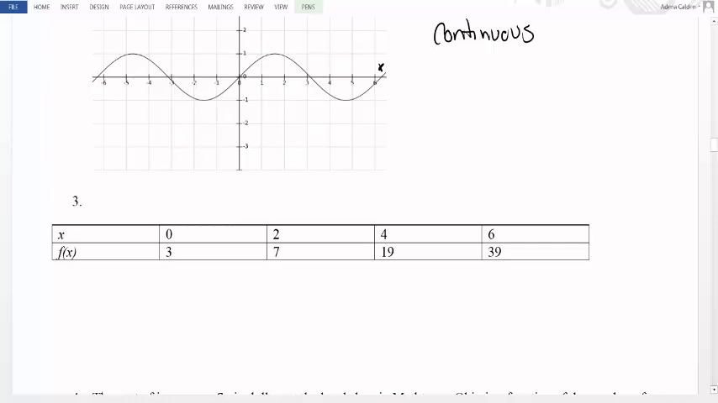We don't know what's happening at 0.5. We don't know what's happening between 0 and 2, 2 and 4, 4 and 6. Therefore, since we only have defined information at specific points, this function is discrete.